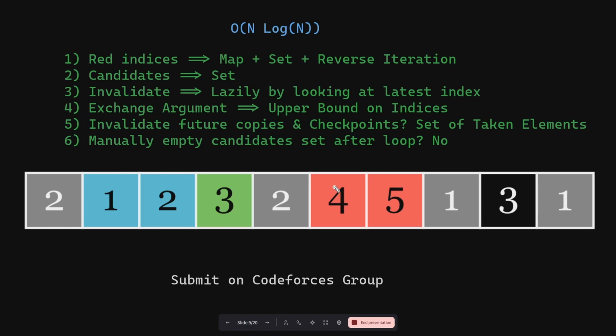And then finally, it might look like by the end of the operation, the candidate list might be non-empty and you might have to manually clear it out yourself. But this is a trick question. If you think about it, it will not be non-empty. It will actually be empty. Why? Because one copy of every unique element will be taken by the time you reach its corresponding red box. So you don't even need to clear the set manually. It is in a way already cleared.